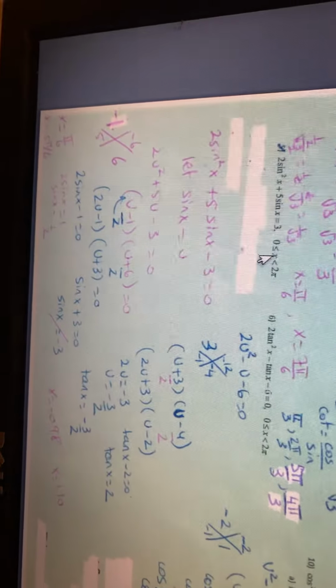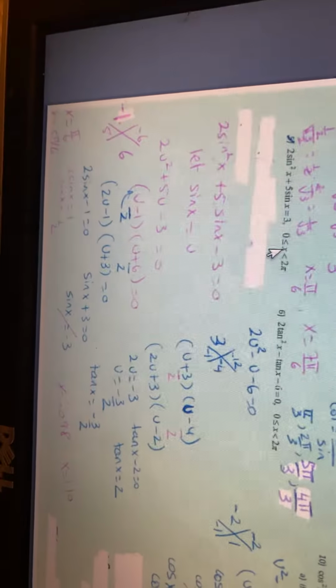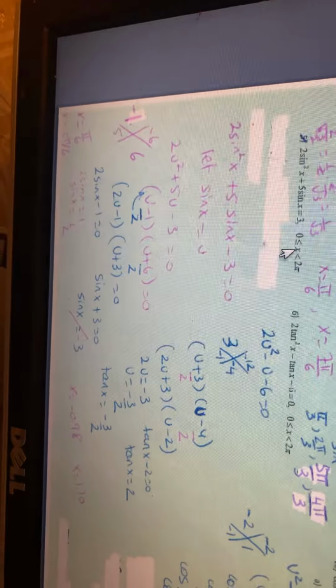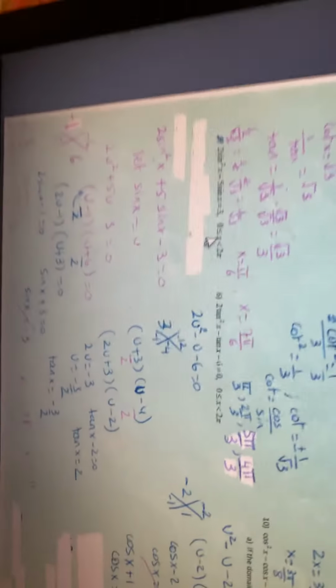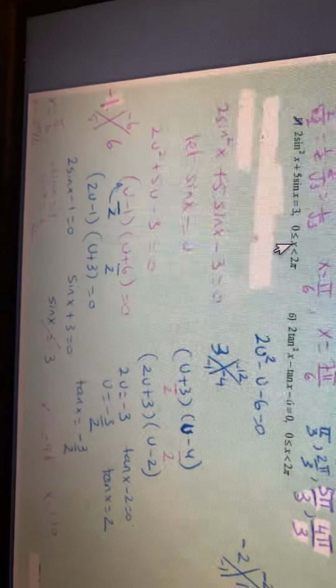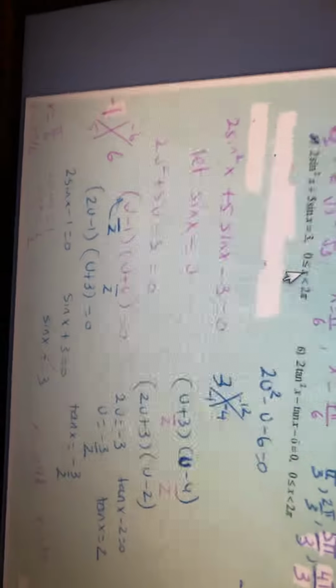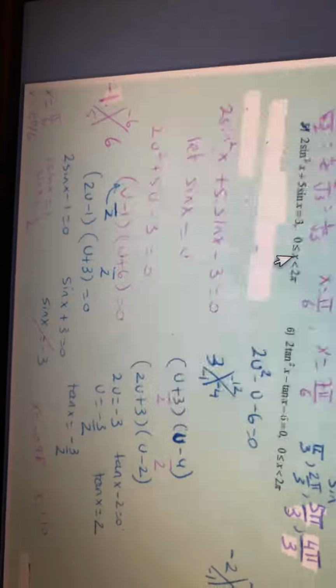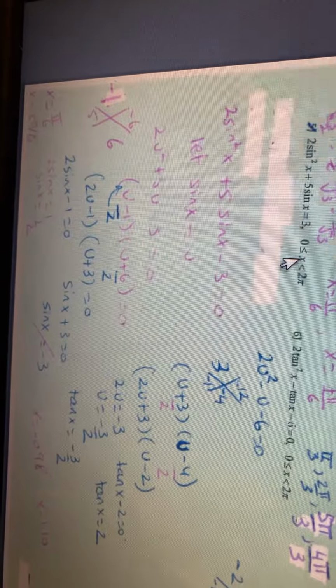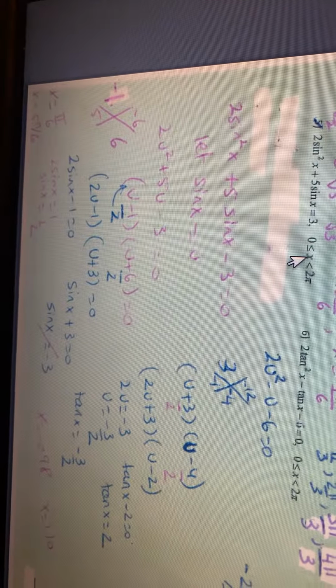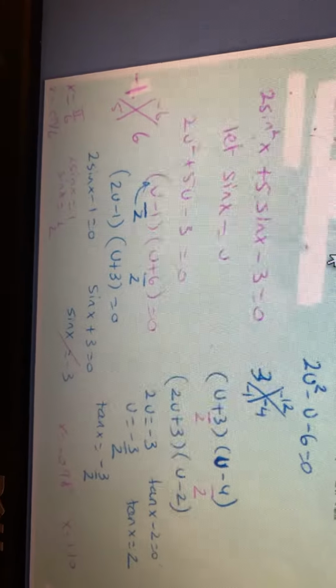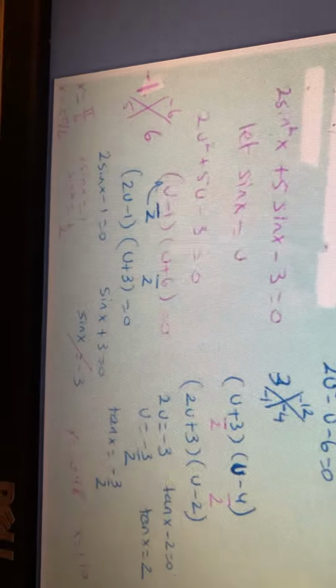So number 5. It's a little more complicated. I can't add a 3 because once I add a 3, I have a sine squared and a sine. So this is when we look at the x method. Imagine the sine was a t, or u in this case. I called it u. So 2u squared plus 5u minus 3 equals 0. You solve that using the x method.